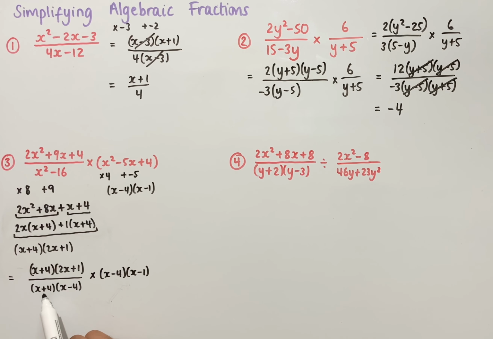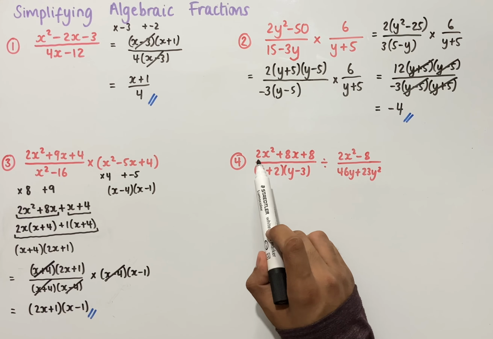Now looking at common terms to cancel, we see that in the numerator we have x plus 4, and in the denominator we also have x plus 4, so both of these cancel. We also have that we're dividing by x minus 4, and we're also multiplying by x minus 4. And so because they are inverses, these two cancel as well. And so we are finally left with 2x plus 1 in brackets and x minus 1 in brackets.